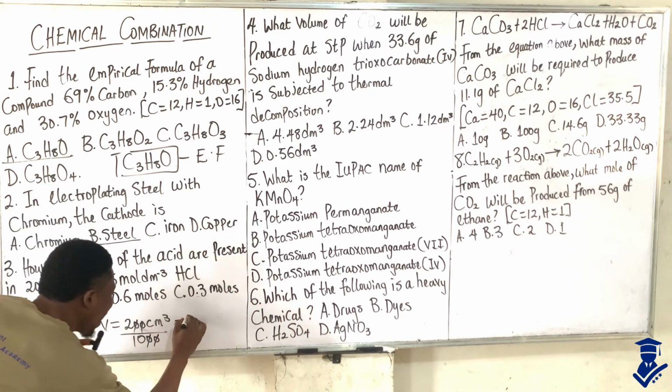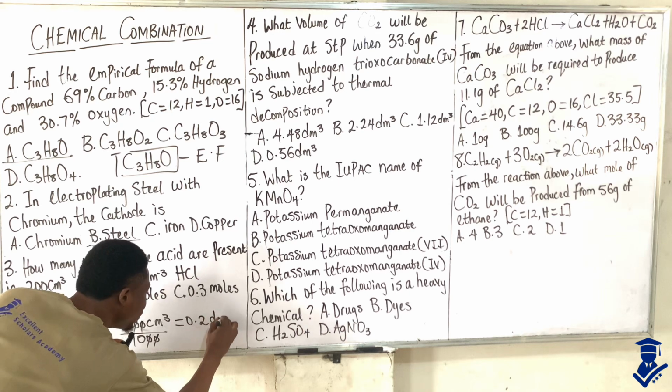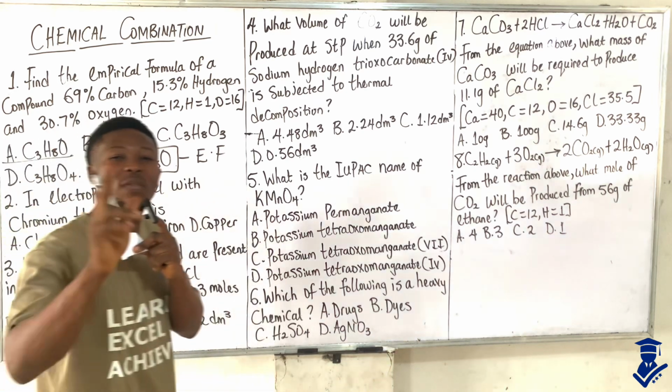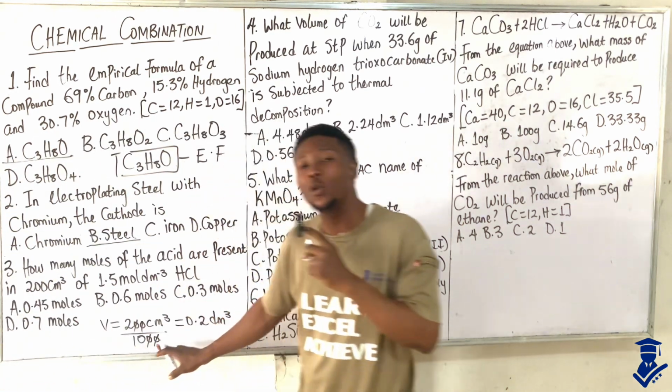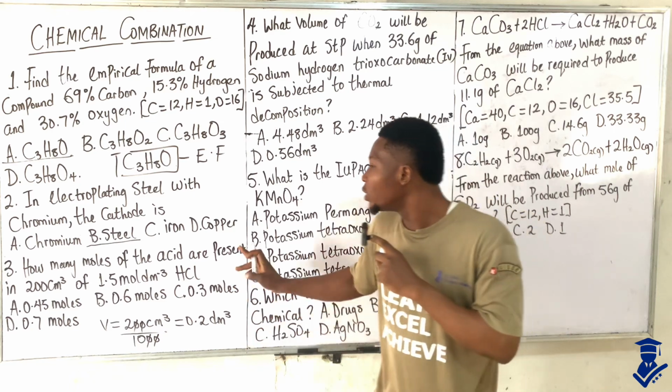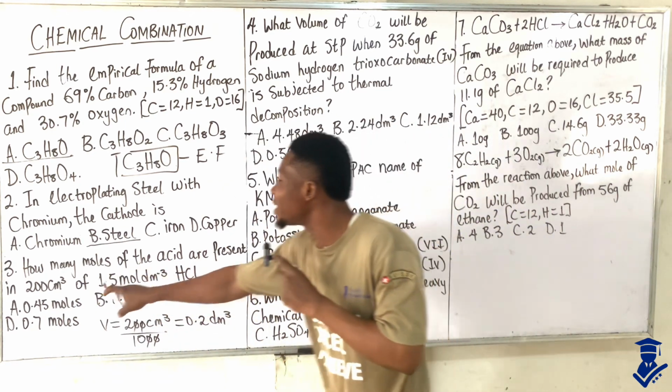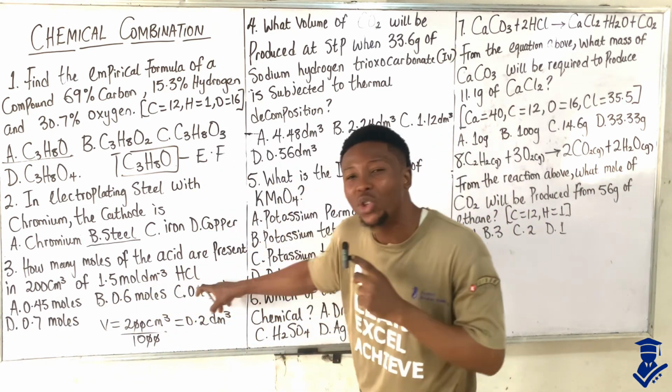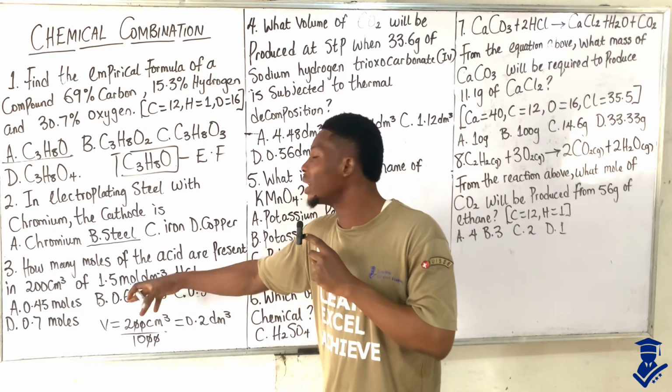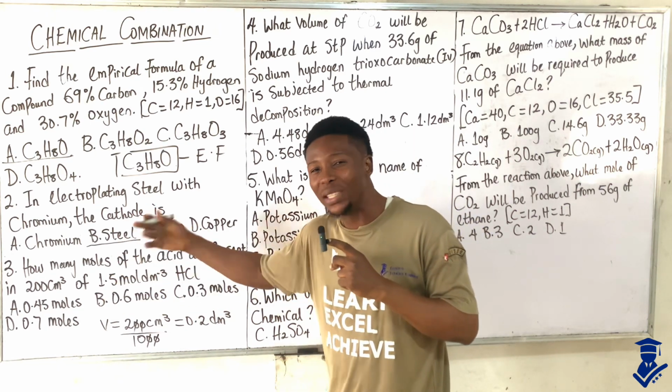So 2 divided by 10, we have 0.2 dm³. All right, so we've converted the volume from centimeter cube to decimeter cube. They asked how many moles of the acid are present. We have the volume, and the concentration of HCl is given to us as 1.5 mole per dm³.